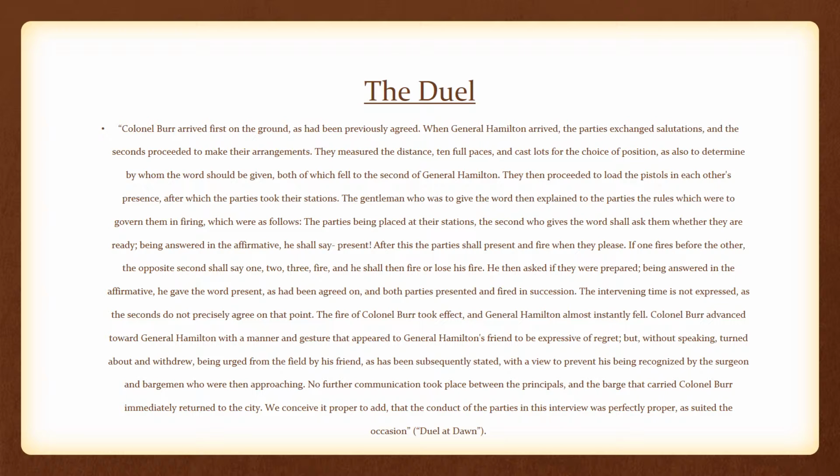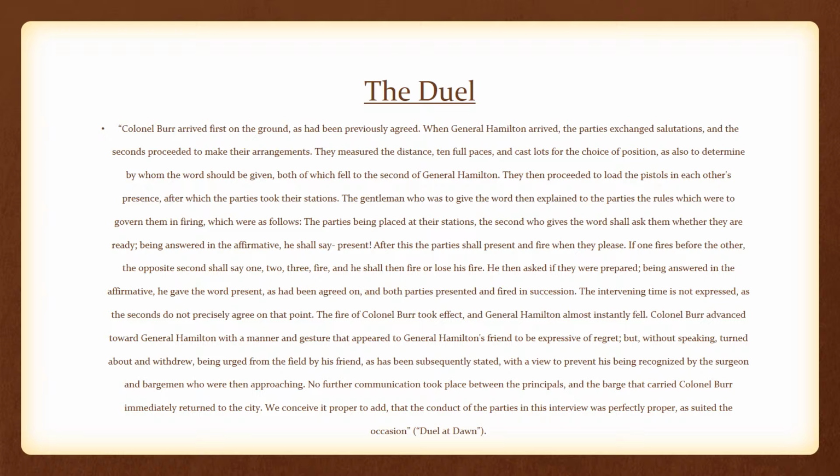The parties being placed at their stations, the second who gives the word shall ask them whether they are ready. Being answered in the affirmative, he shall say present. After this, the parties shall present and fire when they please. If one fires before the other, the opposite second shall say one, two, three, fire, and he shall then fire or lose his fire. He then asked if they were prepared. Being answered in the affirmative, he gave the word present, as had been agreed on, and both parties presented and fired in succession. The intervening time is not expressed, as the seconds do not precisely agree on that point.